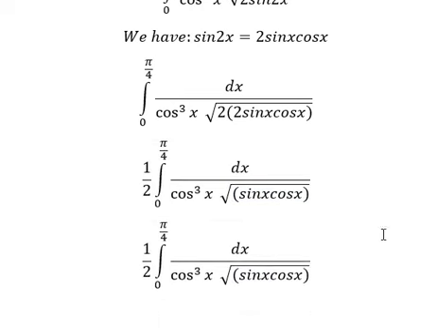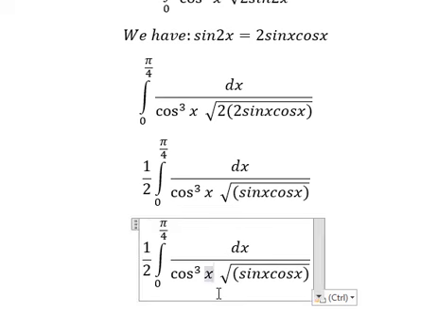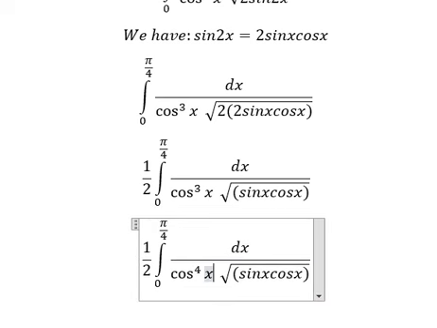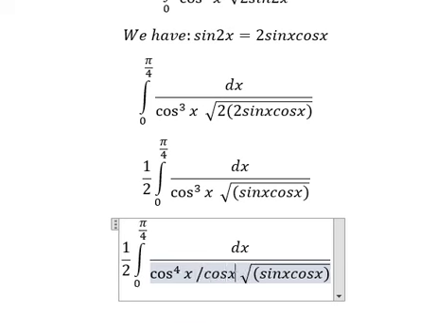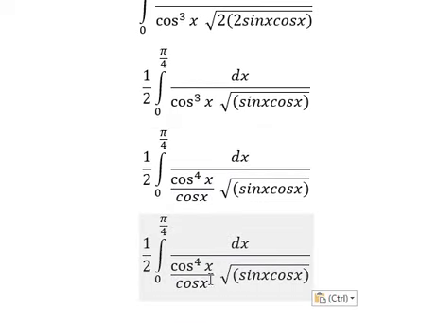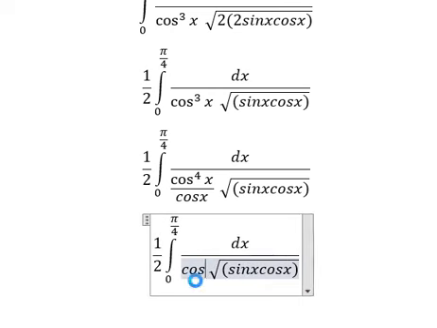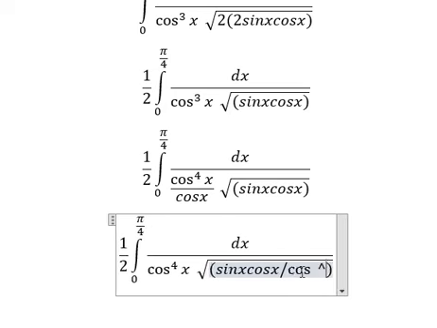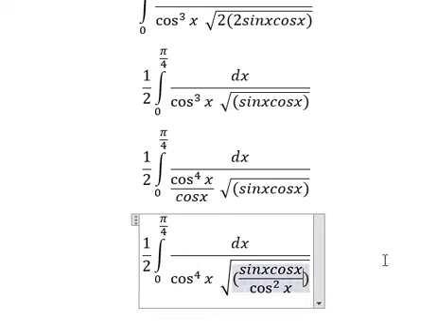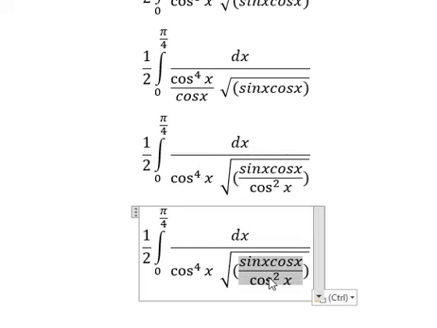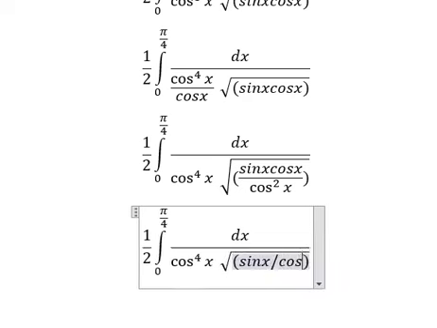Next, we need to put about cosine x to the power of 4 over cosine x. So this one will go inside the square root. And we have over cosine x squared. This one that is about sine x over cosine x.